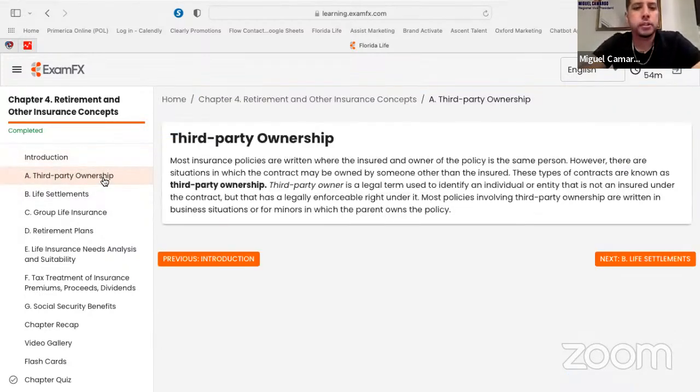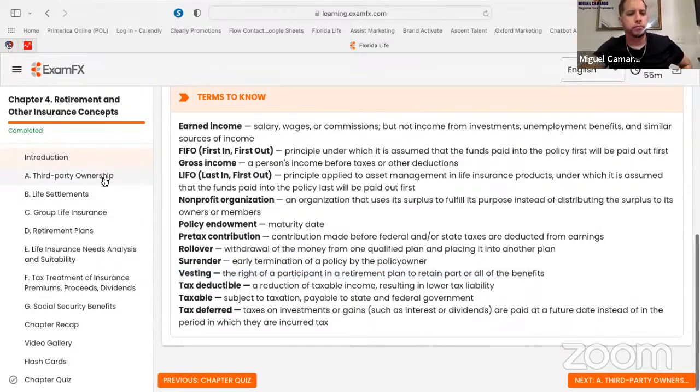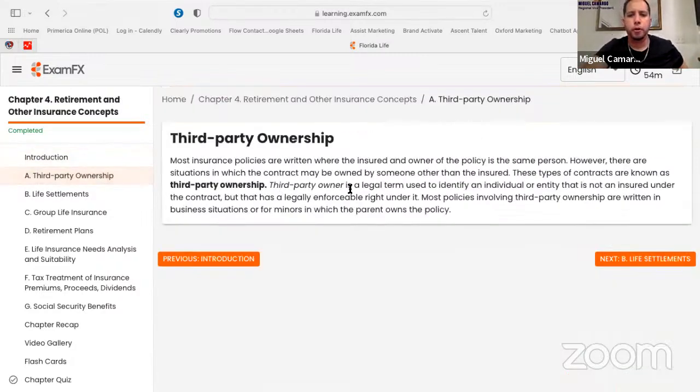Let's talk about third-party ownership. Third-party ownership. This is talking about life insurance policies. So most insurance policies are written when the insured and the policy owner are the same person. However, there are situations where the contract is owned by someone other than the insured. These type of contracts are called third party. It's a legal term. Again, we kind of talked about that already.